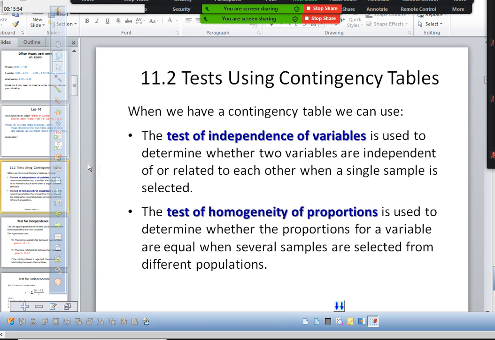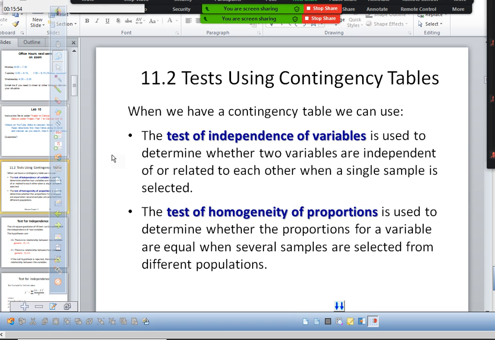When you have a contingency table, the test of independence of variables is used to determine whether two variables are independent or related to each other when a single sample is selected. The test of homogeneity of proportion is used to determine whether the proportions for a variable are equal when several samples are selected from different populations.